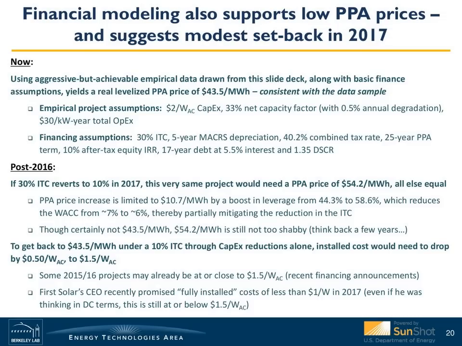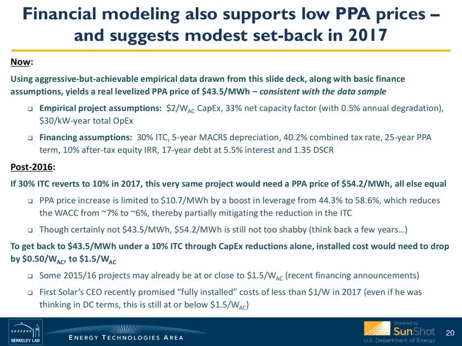This modeling can also suggest what might happen post-2016. For example, if the 30% ITC does revert to 10% as scheduled in 2017, this very same project that I was just discussing would then need a PPA price of around $54 per megawatt hour, all else being equal. So it's roughly an $11 per megawatt hour boost or increase, which of course is significant, but on the other hand, $54 solar is still not that bad. If we think back a year or so ago, I think many of us would have been pleasantly surprised to hear about $54 solar under even a 30% ITC, let alone a 10% ITC.